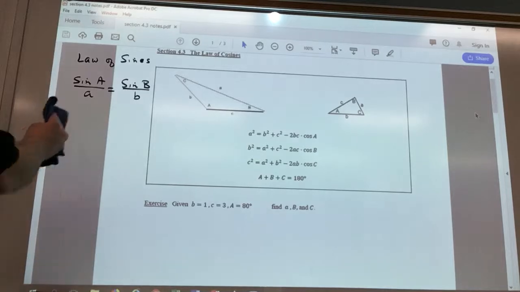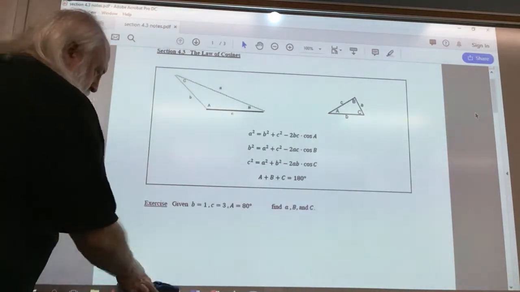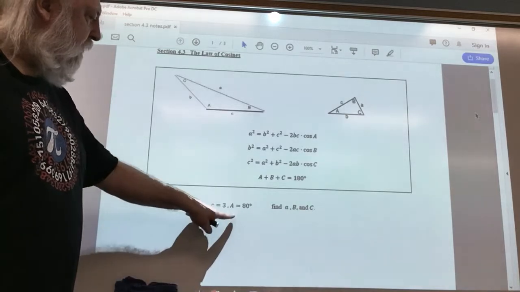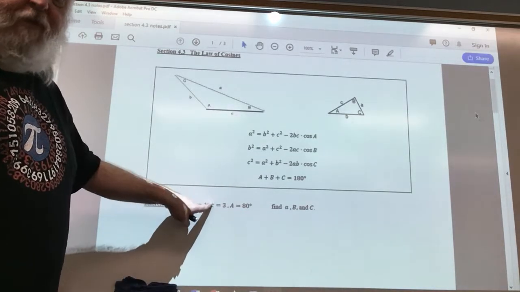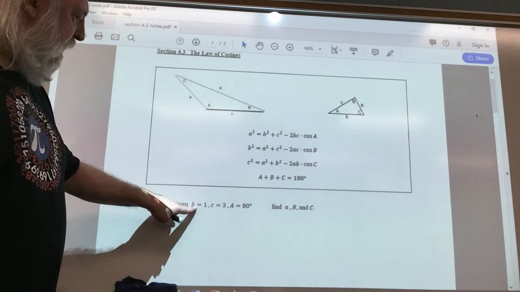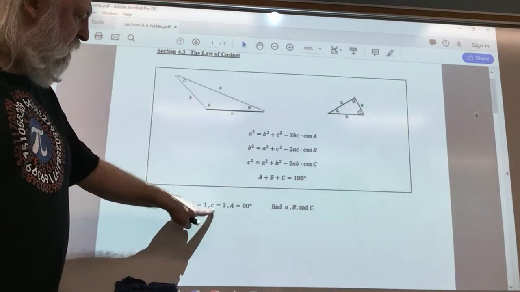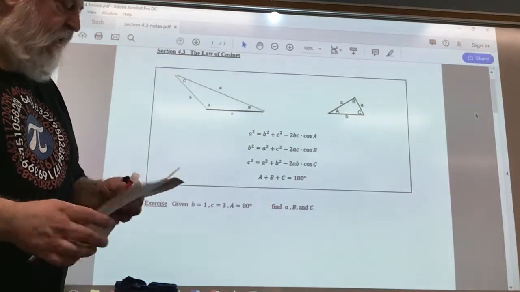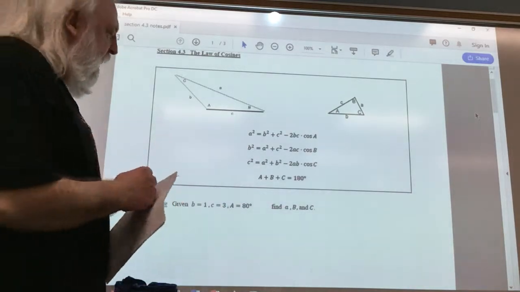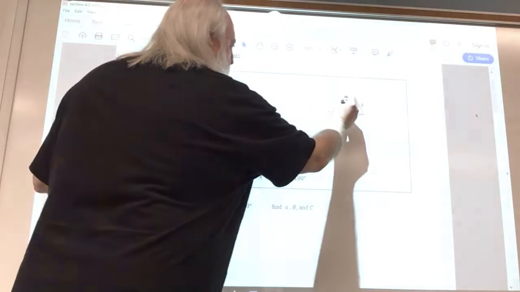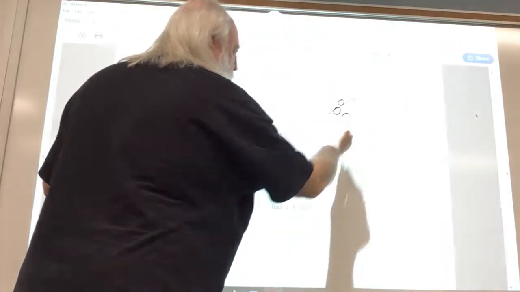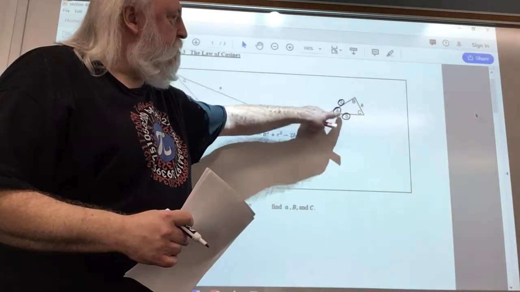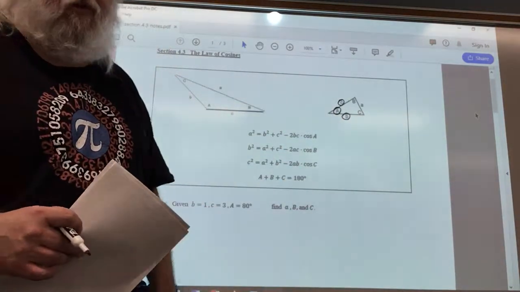And the first example that we're going to look at, we're given two sides of the oblique triangle and the angle between the two sides. So we're given side B is equal to 1 unit, side C is 3 units long, and angle A is 80 degrees. So that's kind of this situation with this oblique triangle over here. We're given angle A and the length of the two sides that angle A is between.